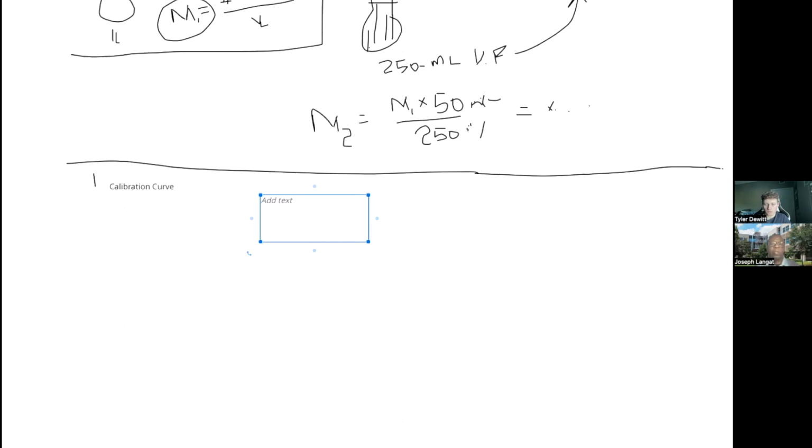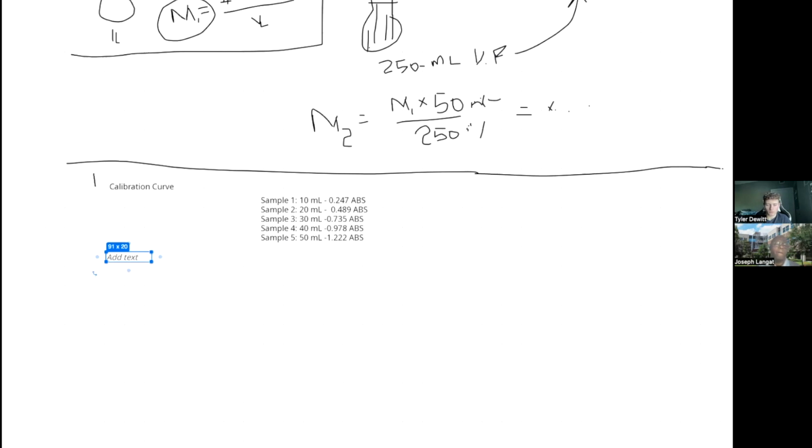From Beer's law, this is where Beer's law comes in, A, absorbance, equals molar absorptivity. I don't have the special characters here, so let me just use E times the length of the cuvette times concentration.